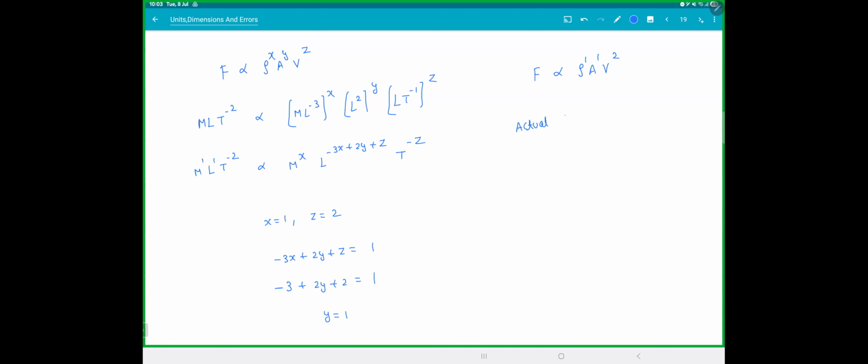Luckily here, the actual formula is also F is equal to rho A v square. So here the proportionality constant also becomes 1. You can't use dimensions and find this, yeah, but luckily here it works.